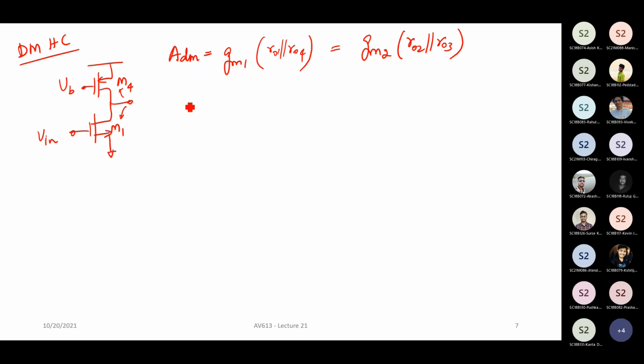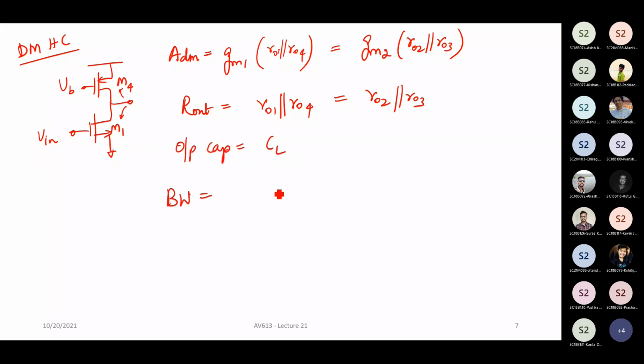Right. All right. Now, what is the output impedance we have seen here? The output impedance, as we estimated, will be R01 parallel to R04, which is also equal to R02 parallel to R03, right? If there is an output capacitance, let's say CL, what will be the bandwidth of the system? 1 by 2 pi CL R01 parallel to R04, which is 1 by 2 pi CL R02 parallel to R03, right? We have already seen how to analyze the noise of this particular amplifier. All the other things have been taken care of, right?